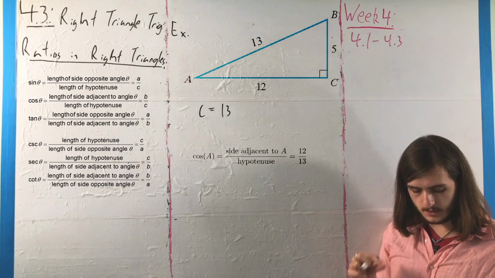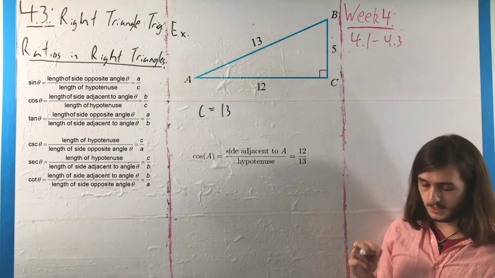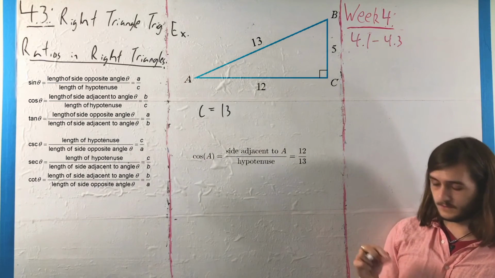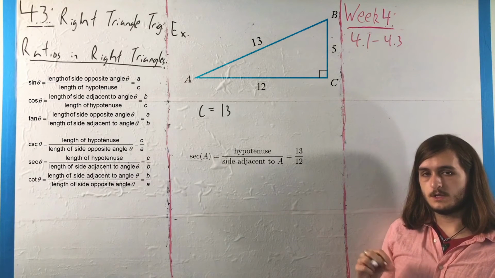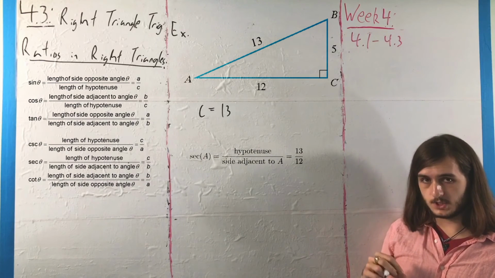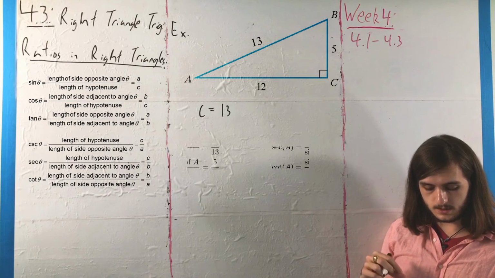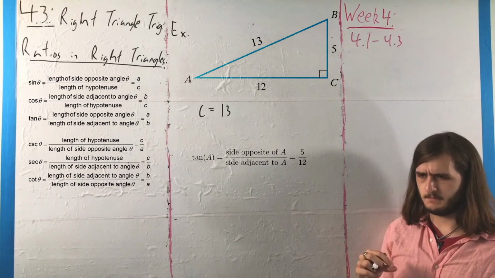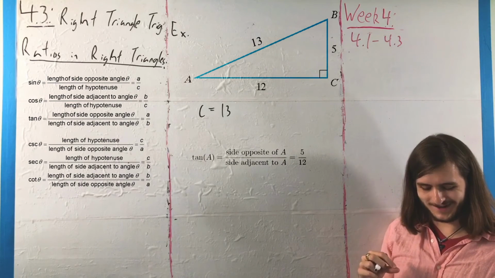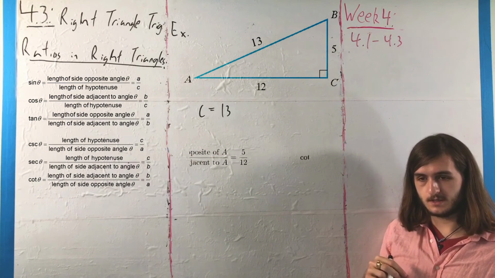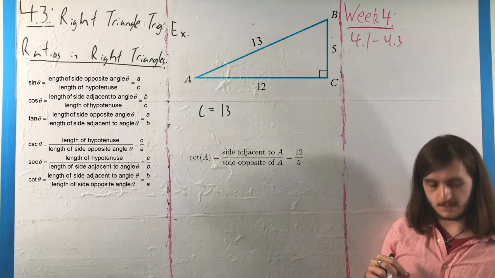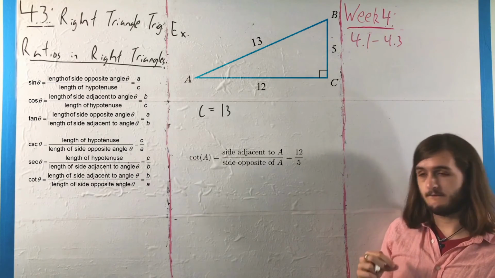Cosine would be adjacent over hypotenuse, so adjacent of A is 12 over 13. Secant would be that flipped over, 13 over 12, hypotenuse over adjacent, while tangent would be opposite over adjacent, 5/12, and cotangent is adjacent over opposite for 12/5.